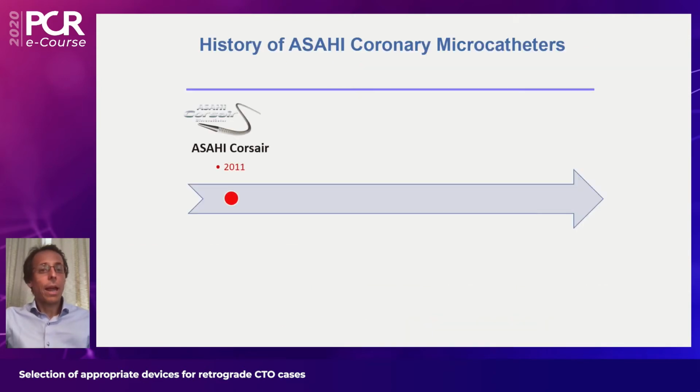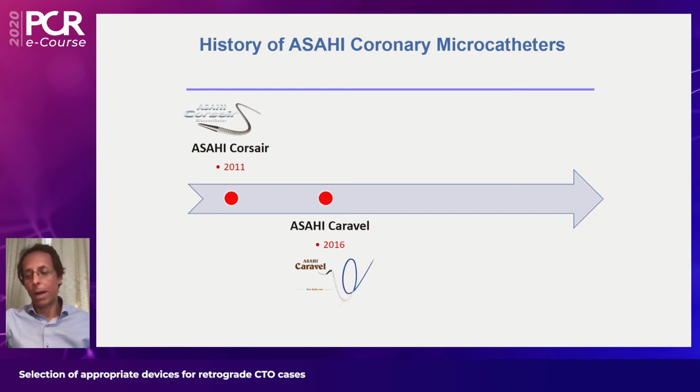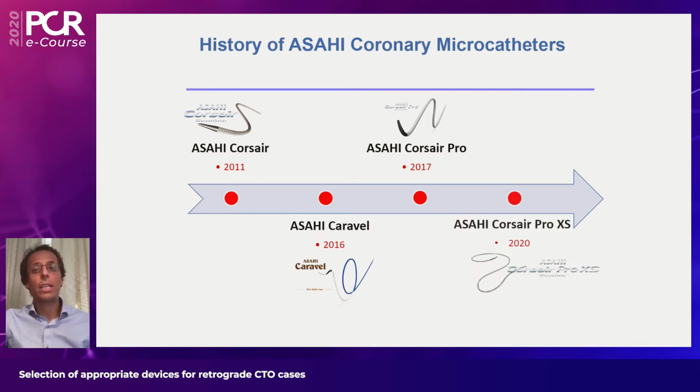The history of the coronary microcatheter actually started in 2011, when Corsair was launched also in Europe. Then in 2016, a more low-profile microcatheter came up from Asahi Intecc. It was the Caravel microcatheter. In 2017, the Corsair was optimized with its tip and shaft, and it was the Corsair Pro. And now the Corsair Pro XS was launched in Europe in 2020.